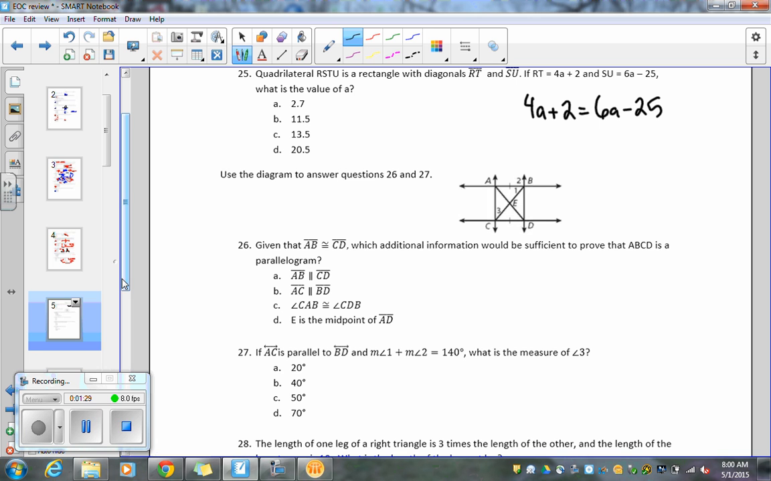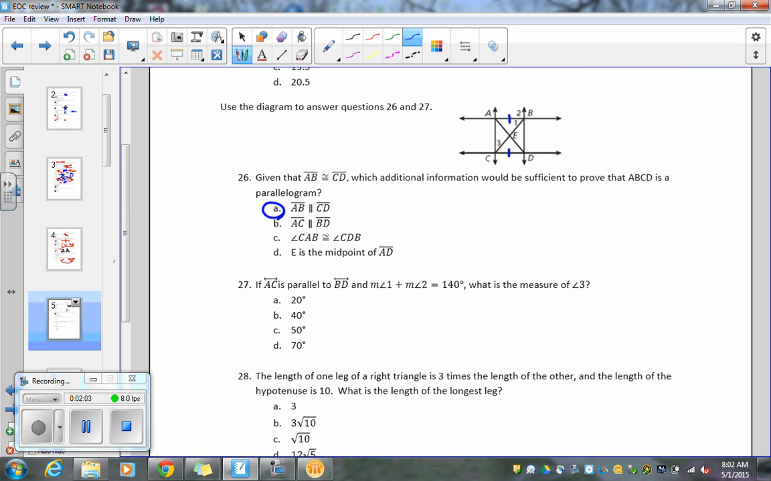All right, question number 26. Looking at our picture, what additional information must be sufficient to prove that ABCD is a parallelogram? The quadrilateral we're talking about is ACBD right here. And so you have AB, which is congruent to CD. This is the one theorem that always throws me off: if these are congruent, what other information do I need to know? And that is AB and CD are parallel. So A will be your answer.